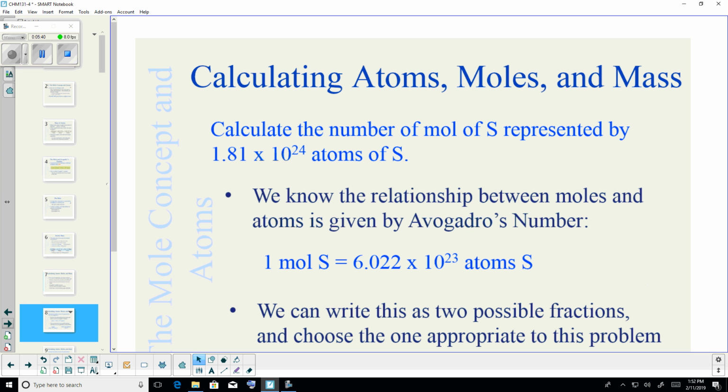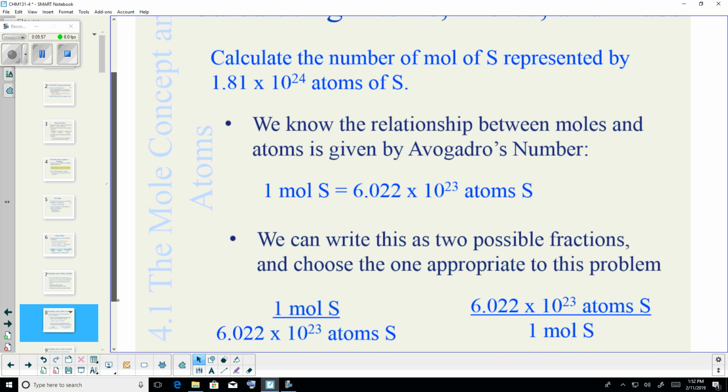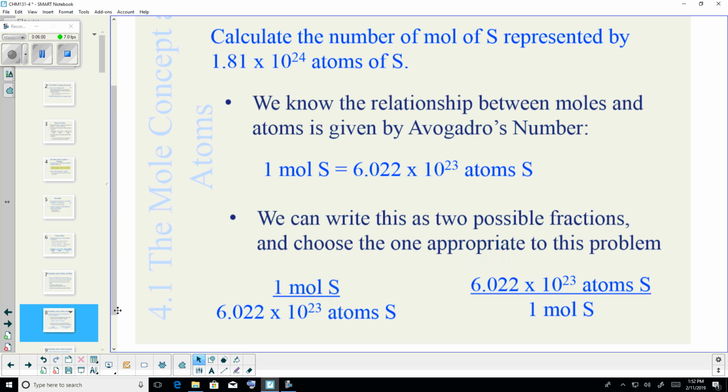Calculate the number of moles of sulfur represented by 1.81 times 10 to the 24th atoms of sulfur. We know 1 mole of sulfur is 6.022 times 10 to the 23rd atoms. So from any equality, you can write 2 conversion factors. 1 mole of sulfur for 6.022 times 10 to the 23rd atoms. 6.022 times 10 to the 23rd atoms of sulfur for 1 mole. So we want to know how many moles is in 1.81 times 10 to the 24th.